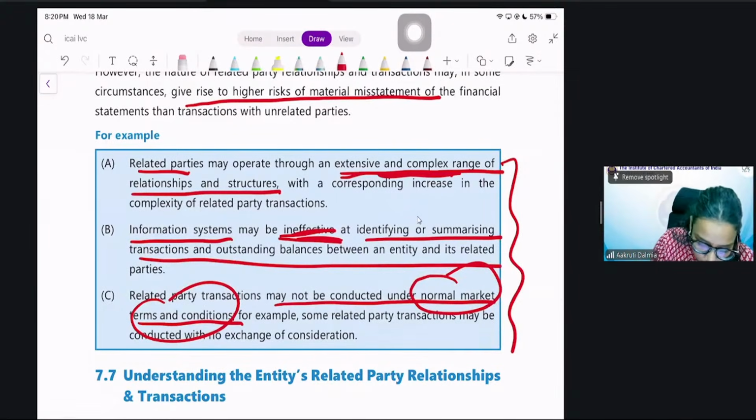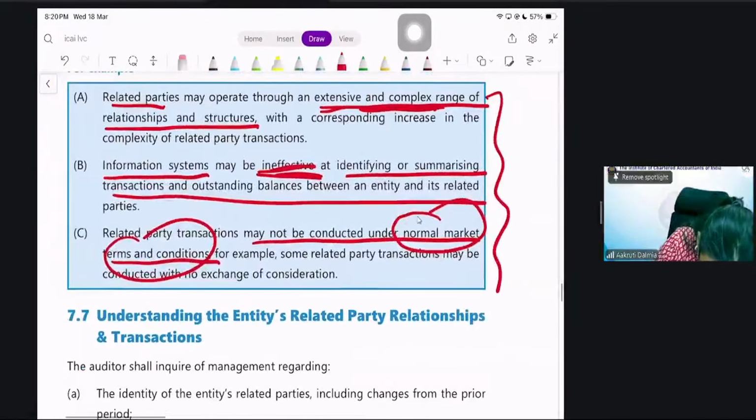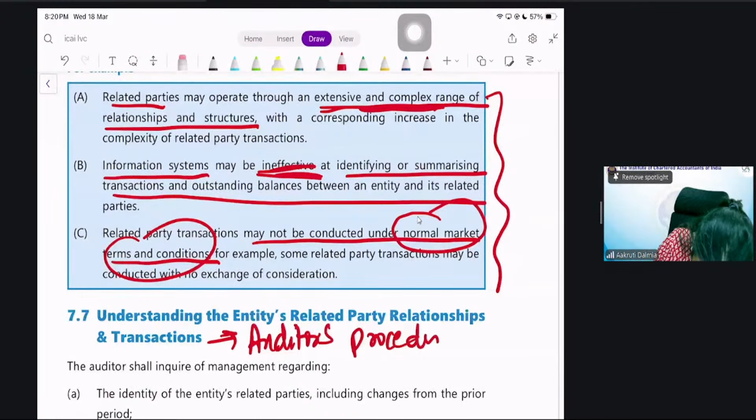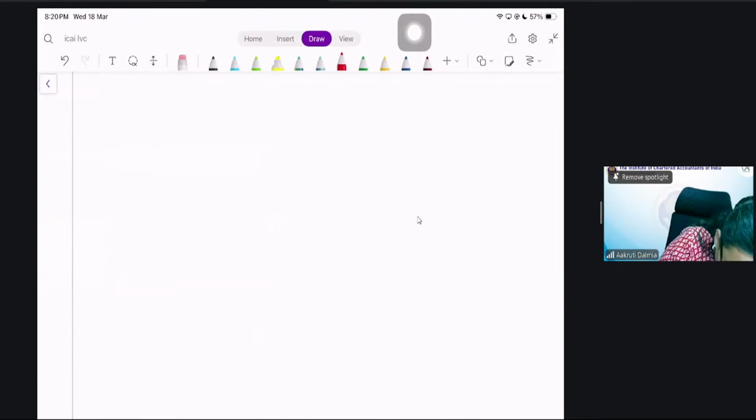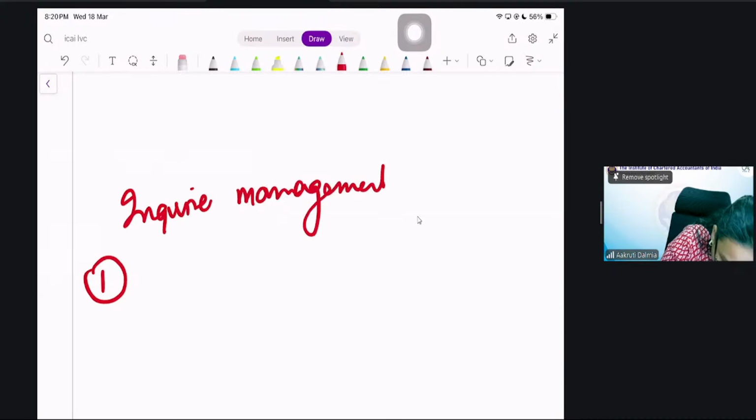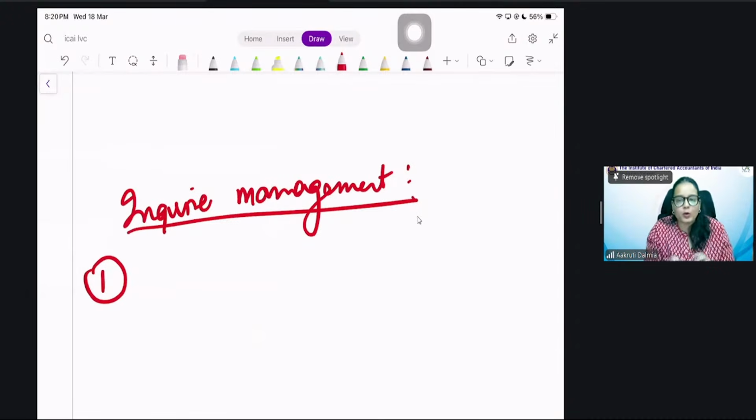Okay. So as an auditor, please mention here, this is the auditor's procedure. I will write it down for you. What does the auditor do? He will inquire of management. The first and most important thing that we can do is inquire of management. What do I inquire? There are three specific things you will ask. Please remember this. Very important. Three specific things you ask.